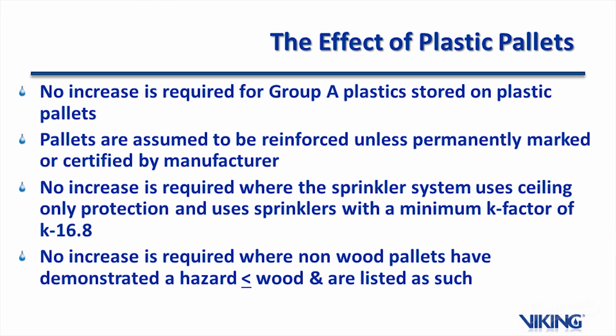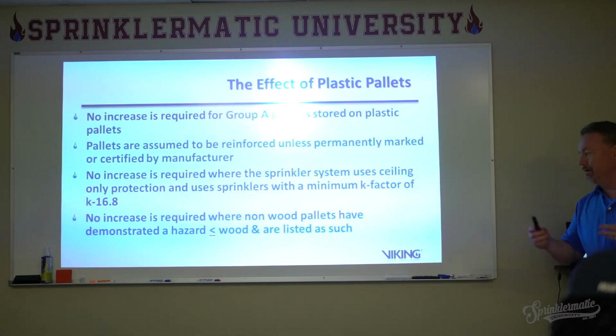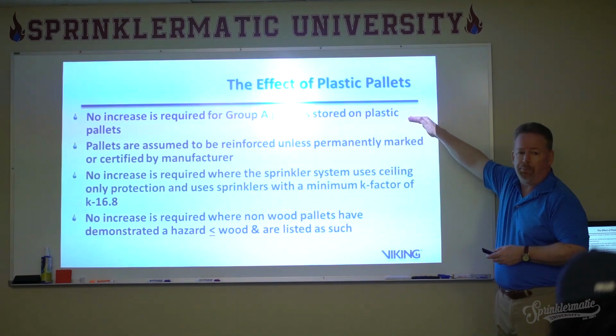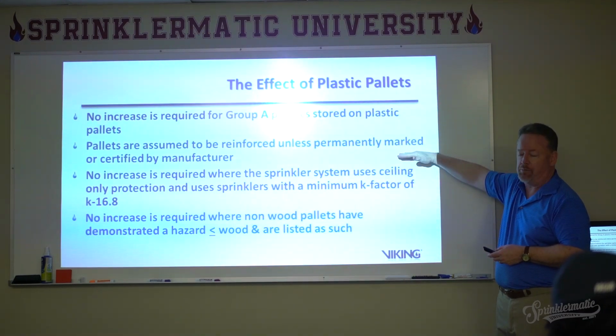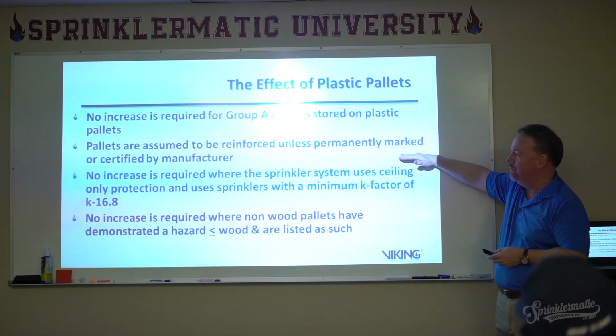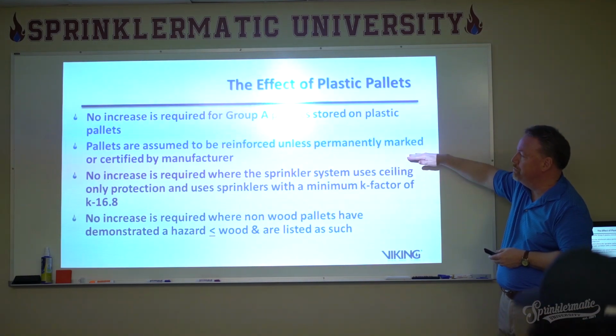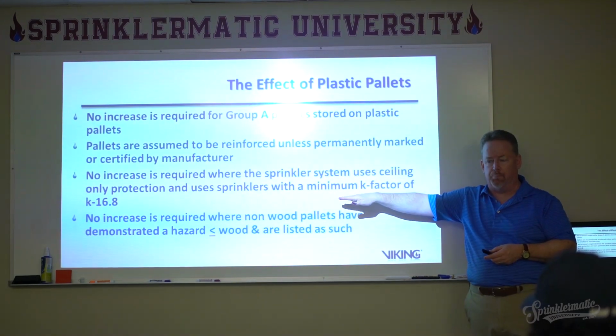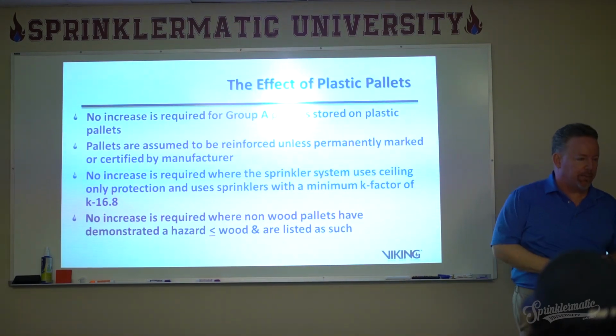No increase required where non-wood pallets have been demonstrated to have a hazard like or less than or equal to wood and are listed as such. So if we've come up with some new pallet product that burns like wood, then we wouldn't have to increase there, but there needs to be documentation. So again, Group A plastic, don't go anywhere from there. Pallets have to be permanently marked as unreinforced. Pallets are assumed to be reinforced unless they're permanently marked the other way. No increase if we're using K 16.8 or better, and then if we have some sort of new pallet product, it can be recognized.